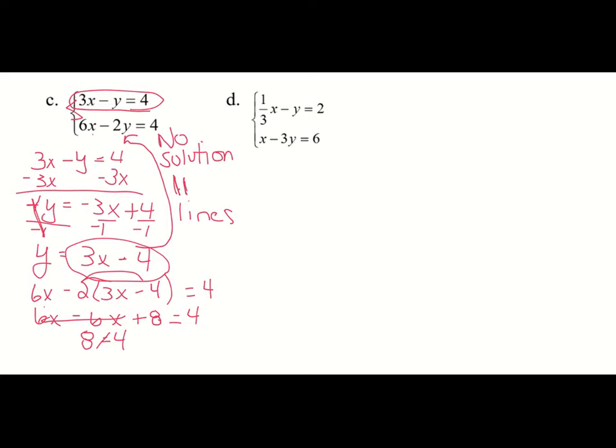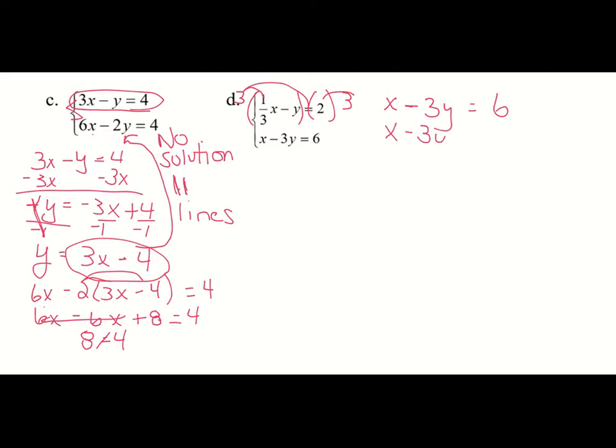All right, let's take a look at D. Now for D, honestly, I don't like working with those fractions. And so the first thing I would do is clear the top equation of your fraction. So multiply by the common denominator, which in our case is just a 3, because it's the only denominator. So we'll multiply everything by 3. 3 times 1/3 will equal a 1. So we have x minus, and then we have 3y, because 3 times y, and then 2 times 3, so it equals 6.